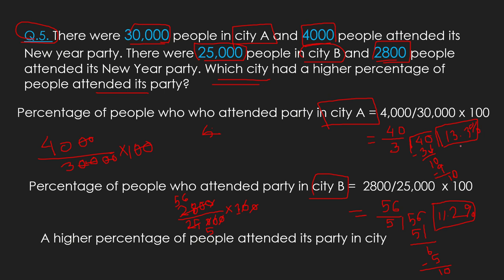So now you figure out which is higher, 13 or 11. 13% or 11%, which one is a higher percentage of people who attended the party, city A or city B? Which one will be the correct answer? Pause the video and try to do it. Very easy, guys. It's definitely A, right? Because this is 13 and this is 11.